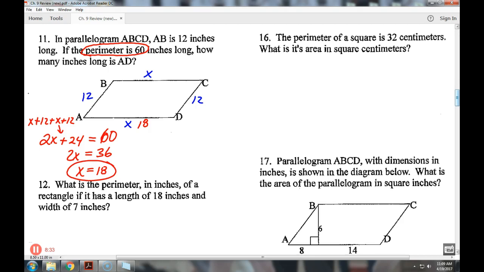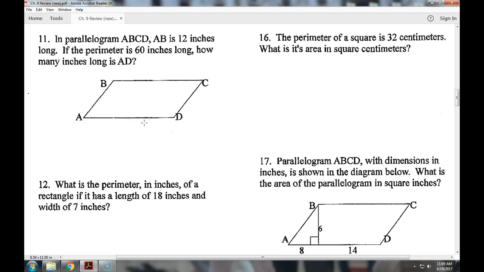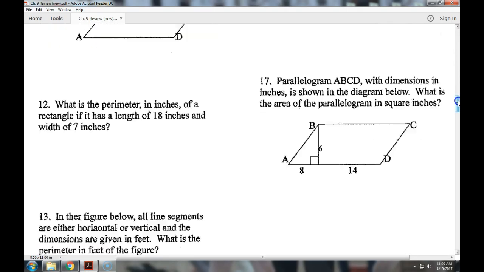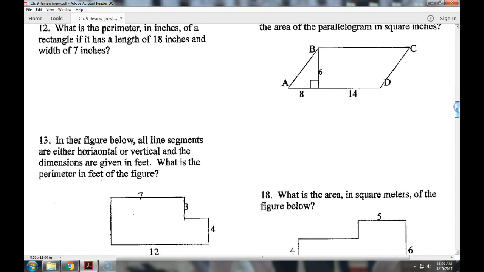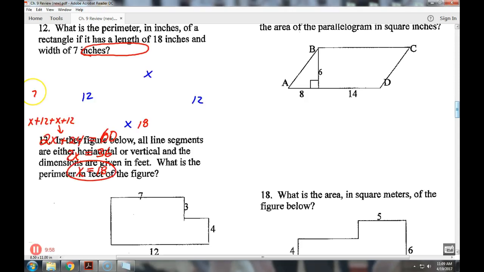That will also work. I'm going to jump over here to 16, just because it's easier for me scrolling. So, or actually, I better do it in order. If people are jumping through the video, they might want to do it in order here. So, number 12 says, what is the perimeter of a rectangle if it has a length of 18 and a width of 7? So this one shouldn't be too bad.